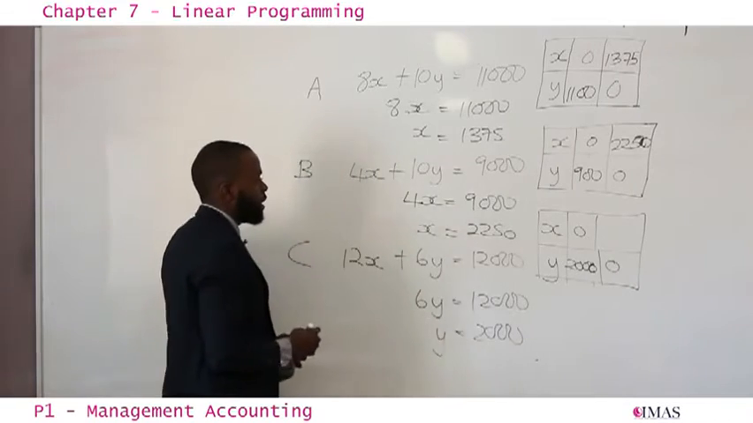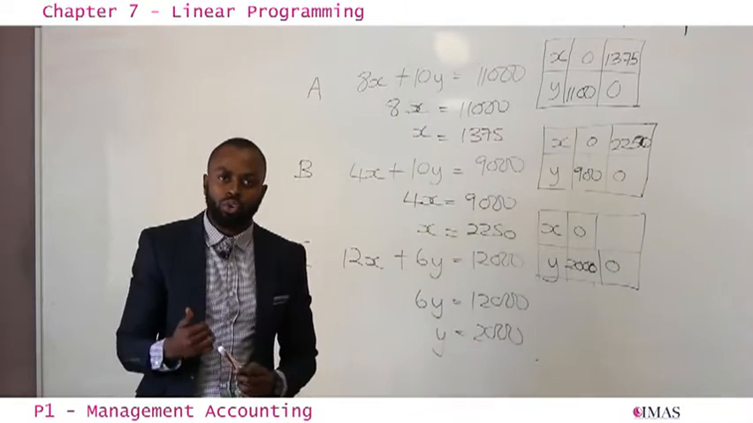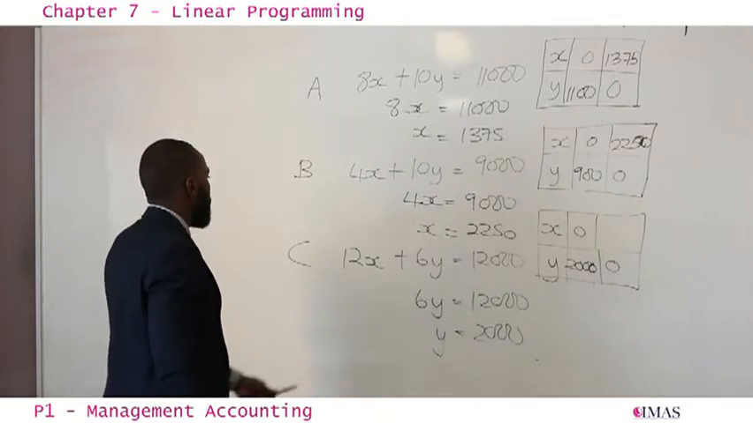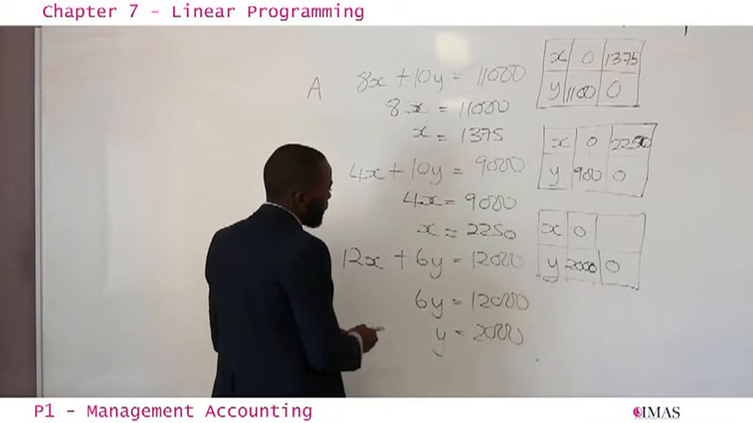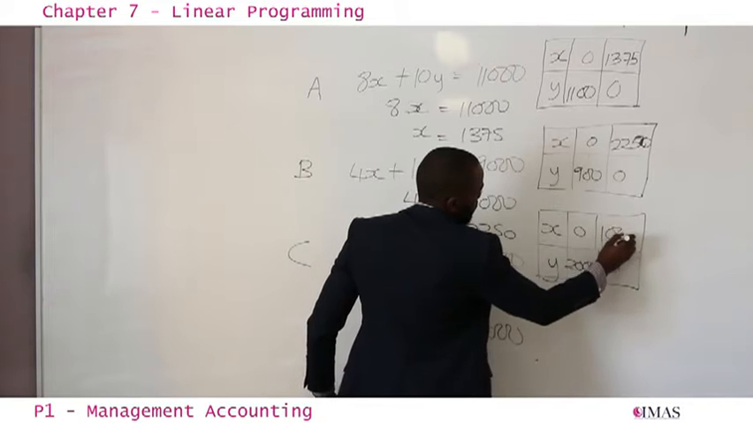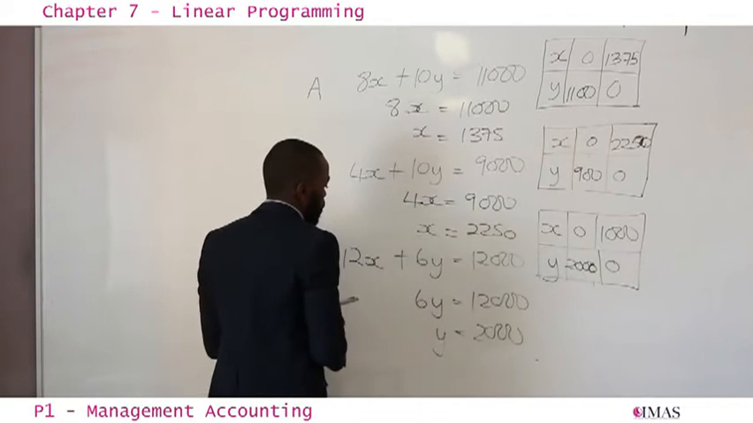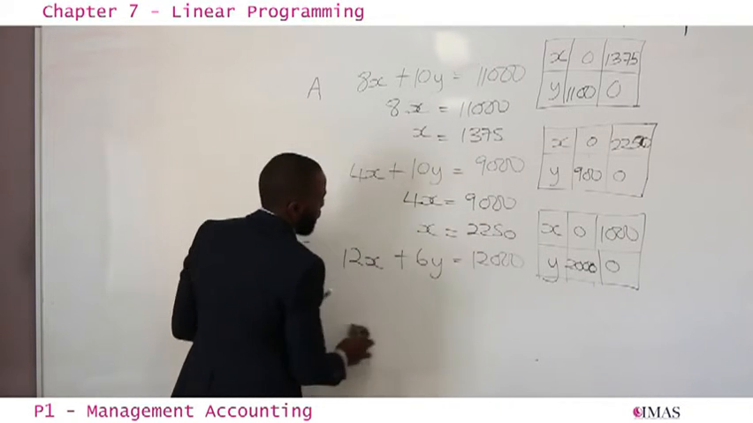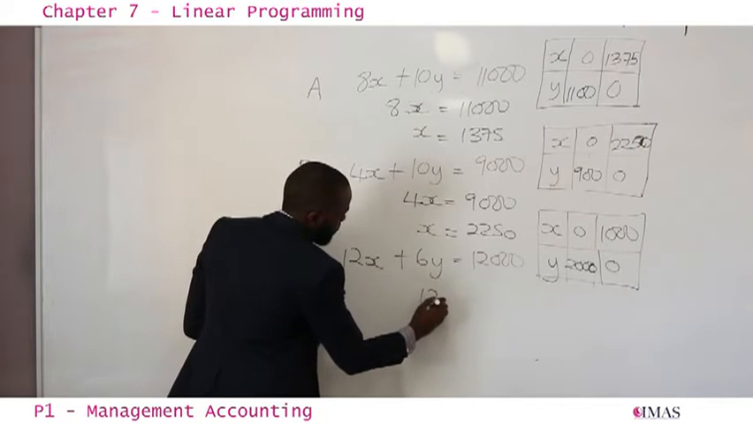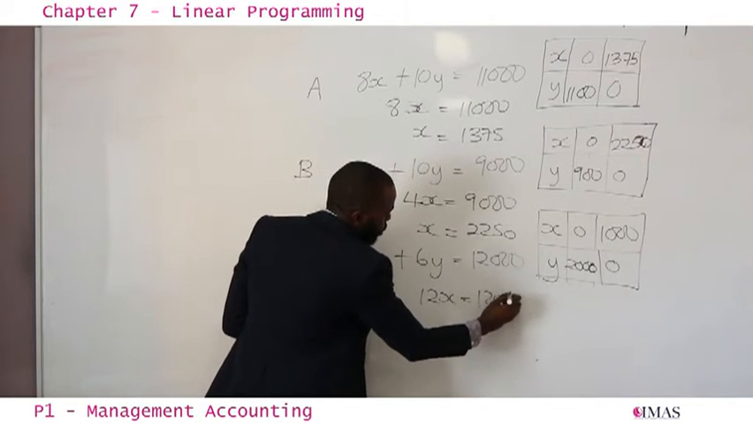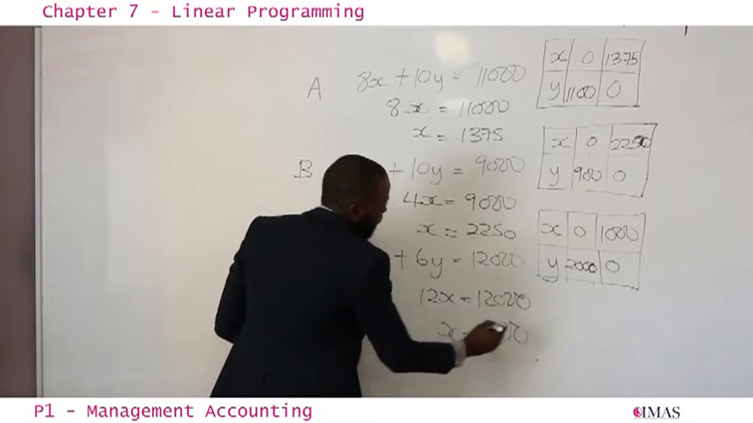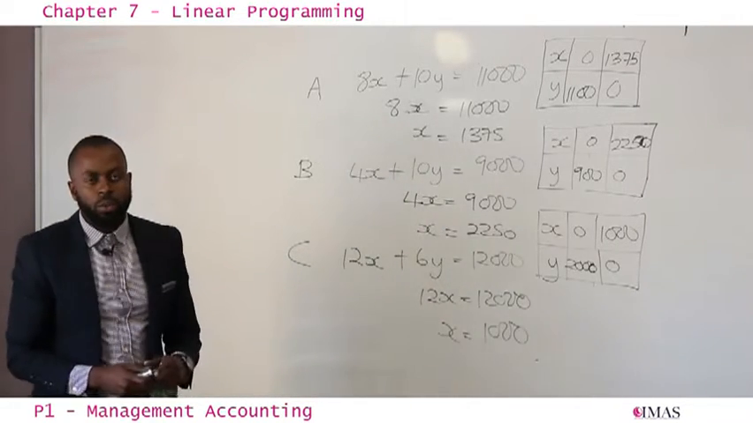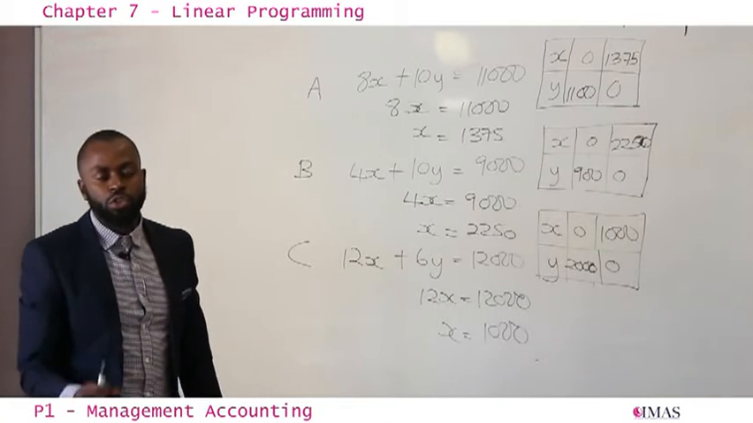Then we look at when y is equal to 0. Now when y is equal to 0, it becomes 12x is equal to 12,000, which means your x is equal to 1,000. So when coming up with our graph, we just need 2 points.